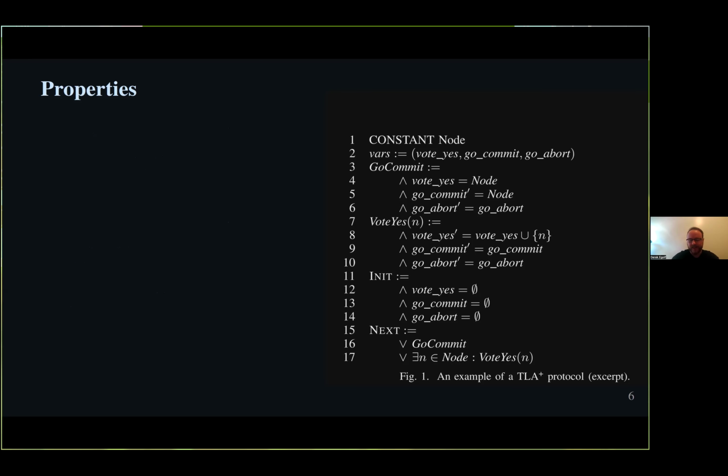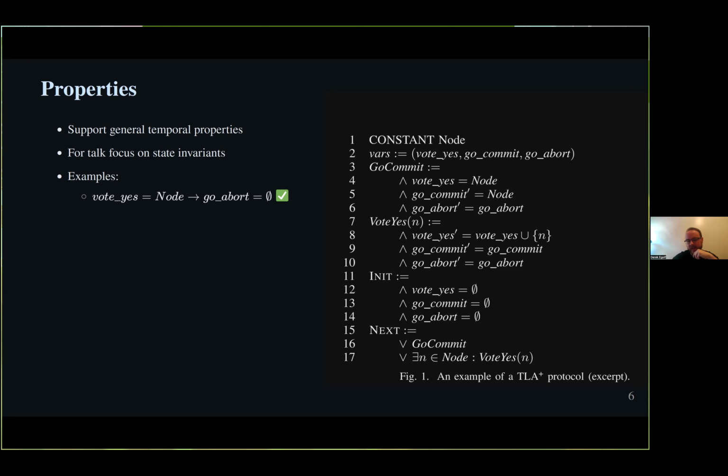Cool. Now we finally can talk about TLA plus properties. TLA plus supports very general temporal properties. But for this talk, we're just going to focus on state invariance. Our synthesis tool also can handle safety and liveness properties as input. So just to give an example of a state invariant, this is a state invariant. It is satisfied by the protocol on the right. In particular, go abort is always the empty set.